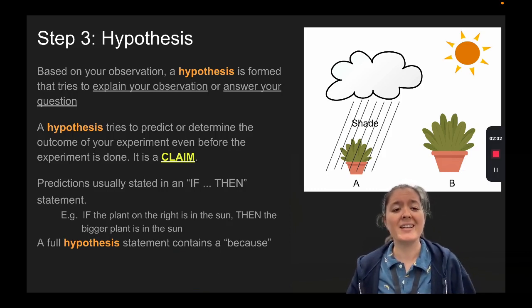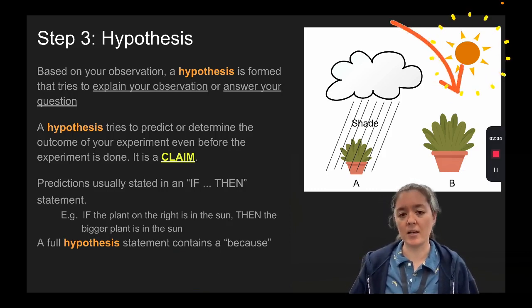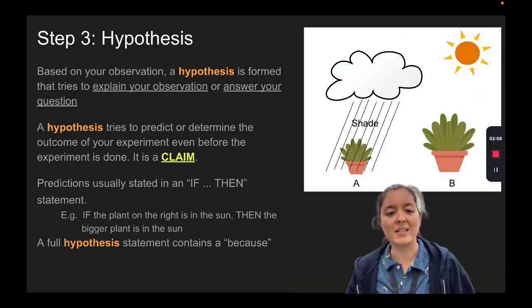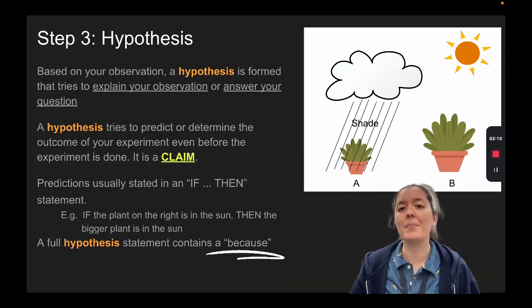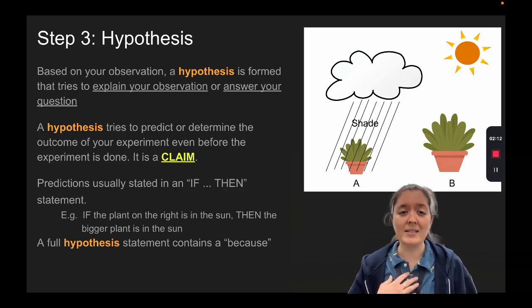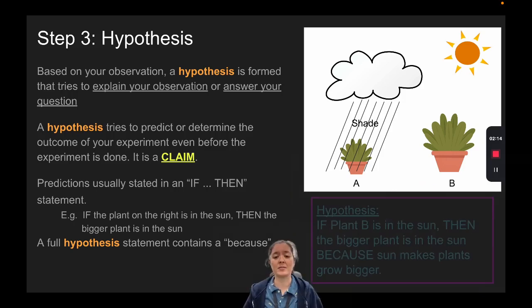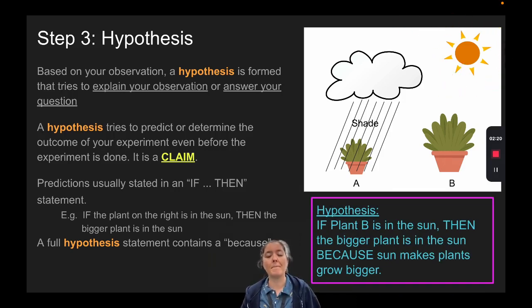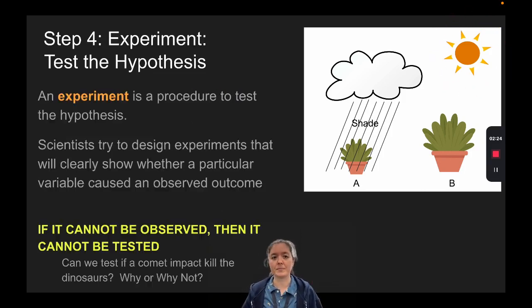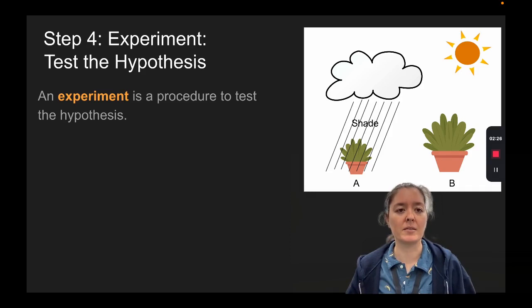Predictions usually start with an if and have a then in them somewhere as well. So for example, if the plant on the right is in the sun, then the bigger plant is in the sun. A full hypothesis statement contains a because. So my example, here's my hypothesis: if plant B is in the sun, then the bigger plant is in the sun because the sun makes plants grow bigger.